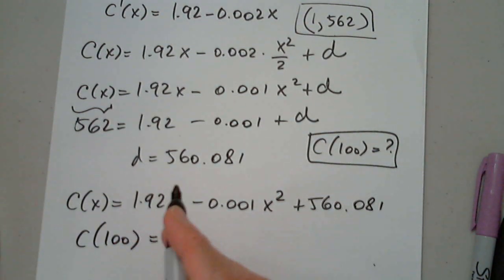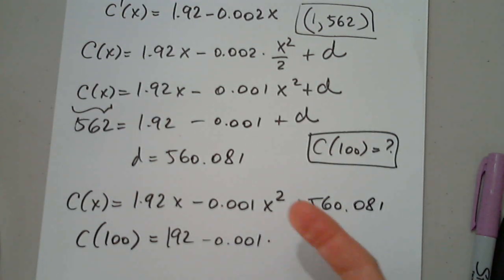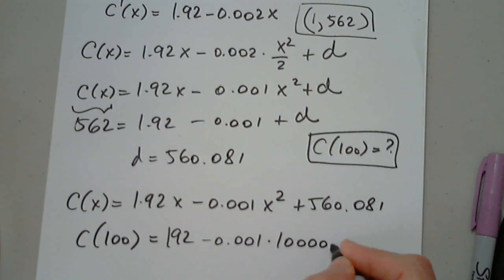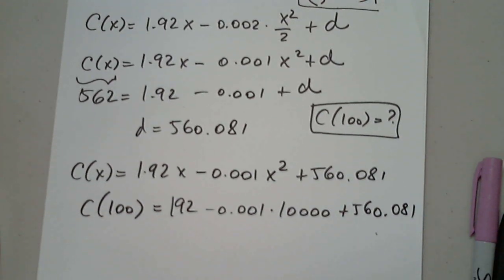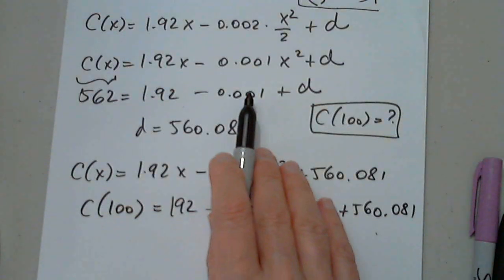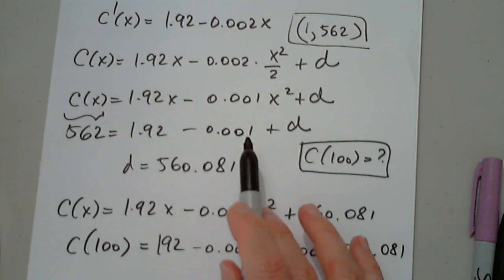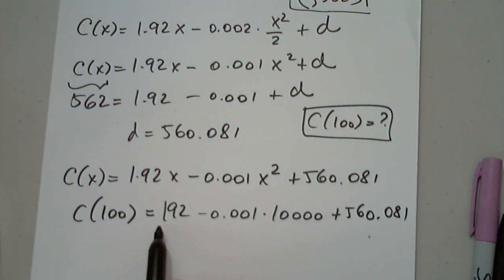When I multiply this by 100, I get 192 minus 0.001 times, so 100 squared has 4 zeros. Yes, and plus 560.081. So this was with 2 zeros. Yes, I'm just making sure that I'm not wrong, so this was okay. Good. So let's see what this number is.